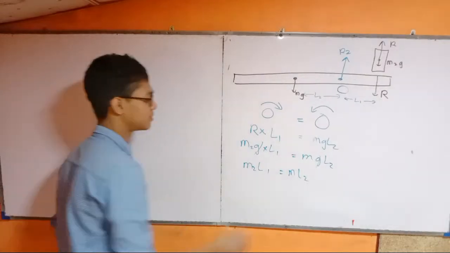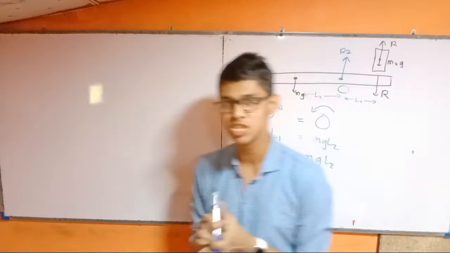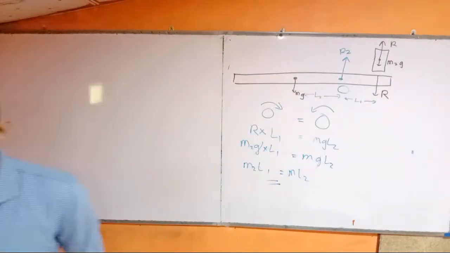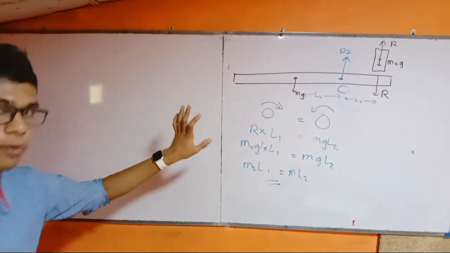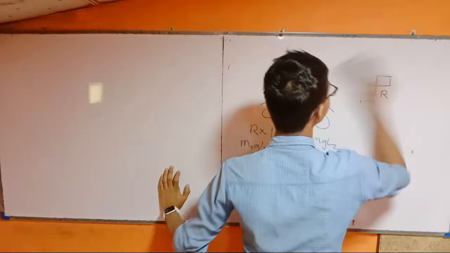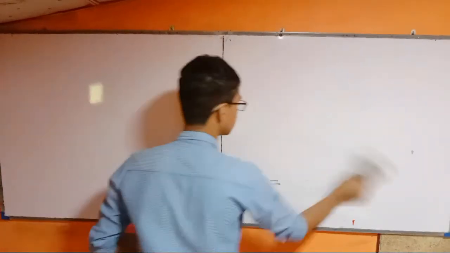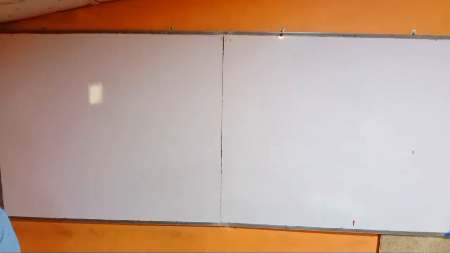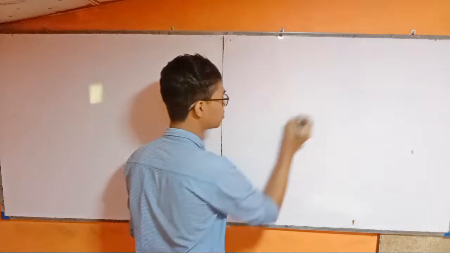This is it. There's a practical for this: balancing the ruler on the knife edge. So this is it, the basics of equilibrium. Now I will draw another one. You should know how to mark forces. First, you should know how to mark forces.